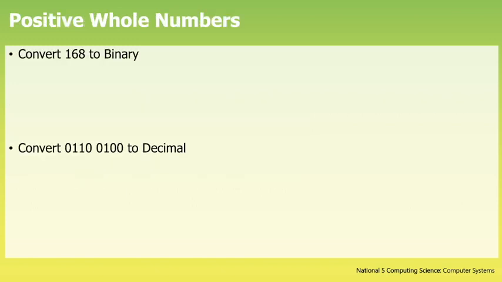Let's start in and look at whole numbers. So we are going to head on to the whiteboard and we are going to convert the number 168 to binary. To convert any number into binary, the first thing we do is write out our binary placeholdings, starting at 1 and doubling until we reach 128. The number that we are going to convert into binary is the number 168.